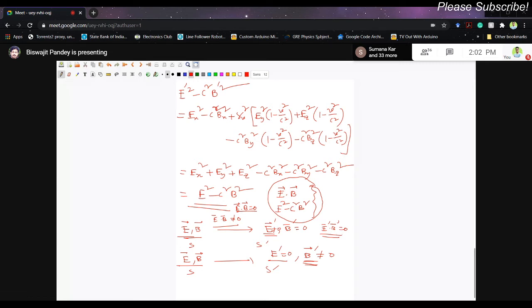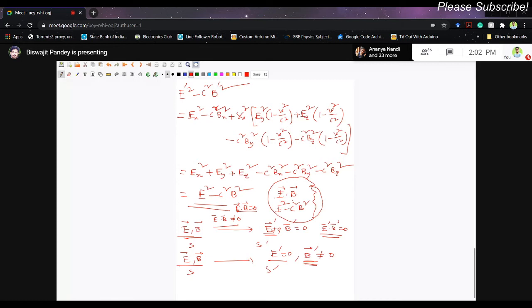So if you want to transform an electromagnetic field to a pure electric field or a pure magnetic field, the most important criterion that must hold is, that is not the sufficient condition, that's one important condition, that E and B must stand perpendicular to each other. Then only you will be able to transform an electromagnetic field to a pure electric field or a pure magnetic field.